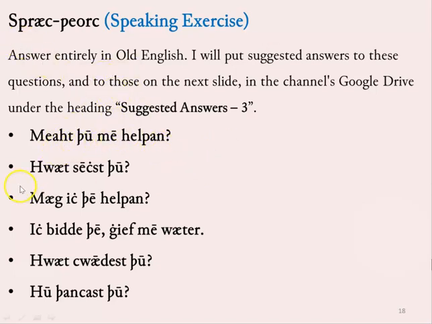Mecht thu me helpan, hwaet secst thu. May ich thee helpan. There should be a dot above that G, sorry about that. Ich bidde thee gif me water, hwaet quadest thu, hu thankest thu. So have a go at answering those. There should be a dot above that. That is may, can, is able to, can I, you to help.